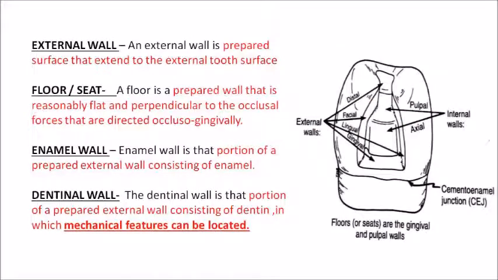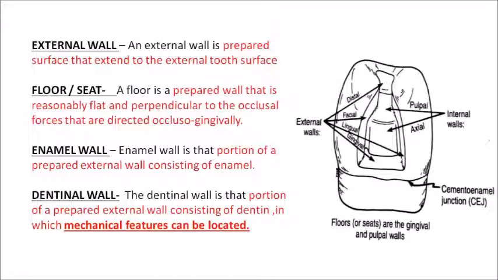Next are external walls. What is an external wall? That is a prepared surface that extends to the external tooth surface. Floor or seat: a floor is a prepared wall that is reasonably flat and perpendicular to the occlusal forces that are directed occlusogingivally. So it is receiving the occlusal forces perpendicular to the tooth long axis. That is a floor. Now the enamel wall. An enamel wall is that portion of a prepared external wall which consists of enamel.